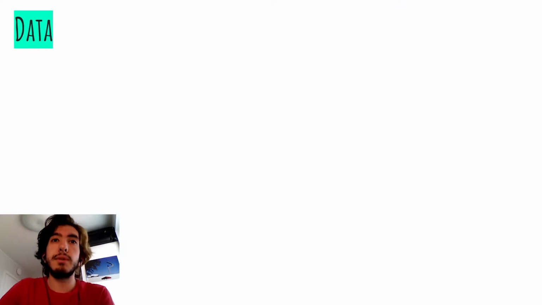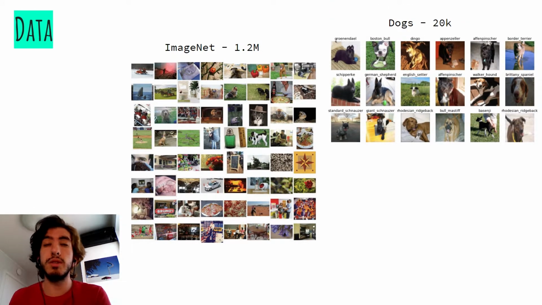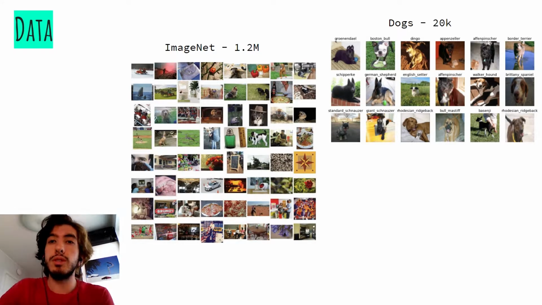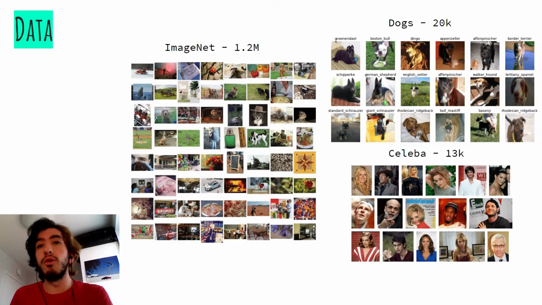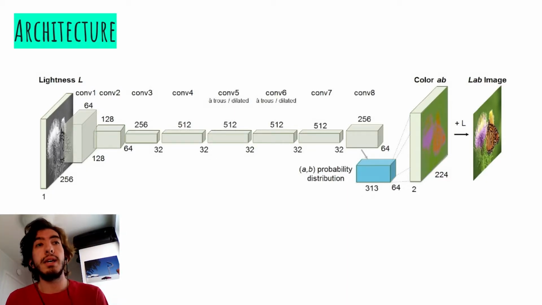Same as the paper, we are using the ImageNet dataset, which is more than 1.2 million images. We are also using the dogs dataset with over 20,000 images, and the celebrities dataset. Both the dogs and the celebrity datasets were made more specific in class, so we can get better predictions in faces and animals.